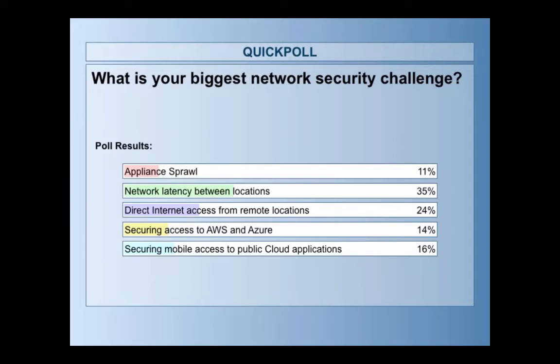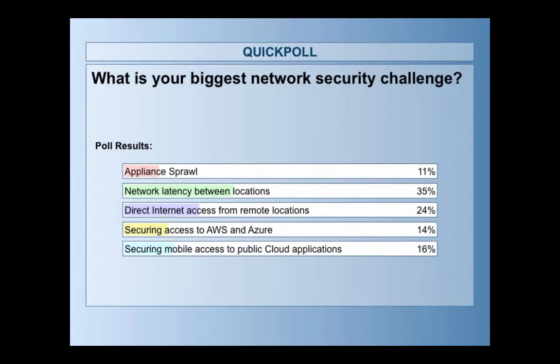Mishai? Okay, yes, so it's very interesting. The top challenge here is network latency between locations. This is the one thing that we can't really do much about unless we spend a lot of money on MPLS. So I think that's an obvious challenge. Direct internet access is just the result of the cloudification of the enterprise and the need to go to the internet without backhaul.